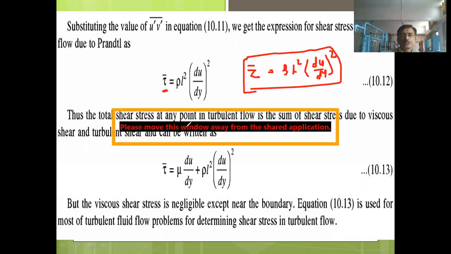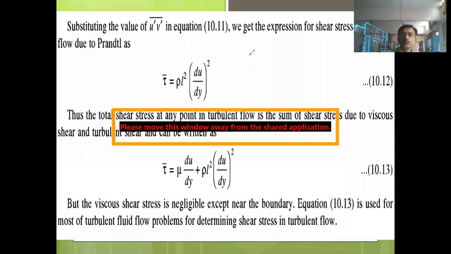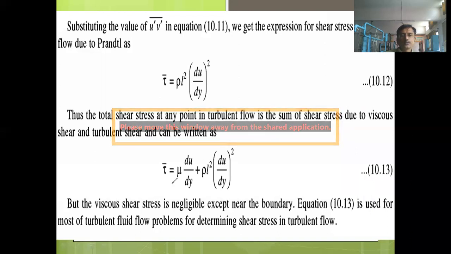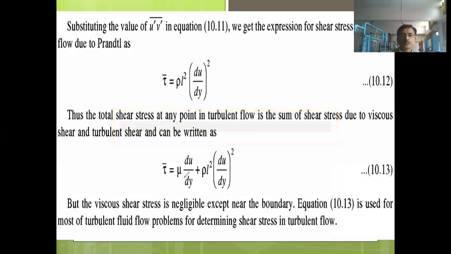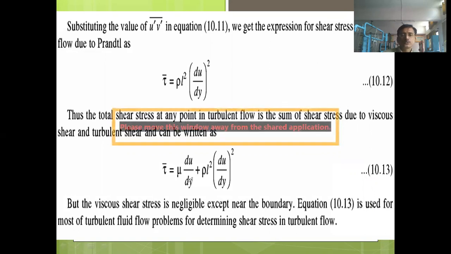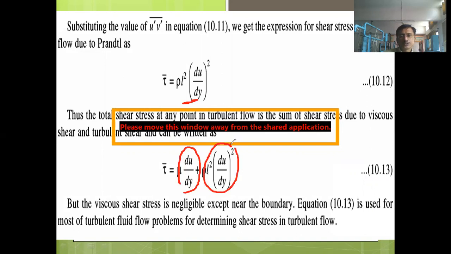Thus the total shear stress at a point in the turbulent flow is the sum of the shear stress due to viscous shear and turbulent shear, and can be written as tau bar is equal to mu into du by dy plus, so this was the turbulent shear stress. If you want to find the total shear stress, then you can write tau bar is equal to this, the viscous shear stress, and this, the turbulent shear stress. We added both of these here, okay, and we got the value tau bar.